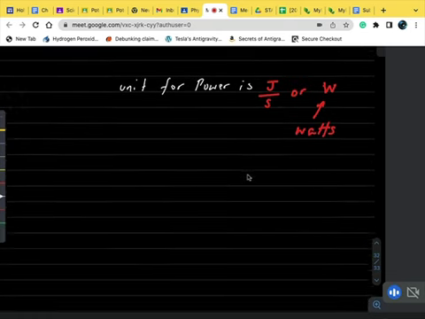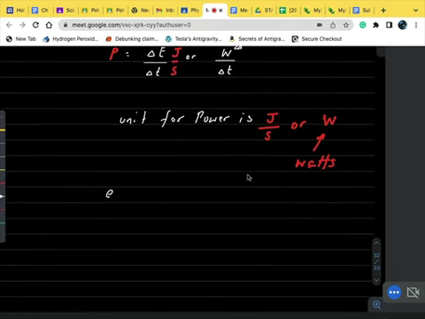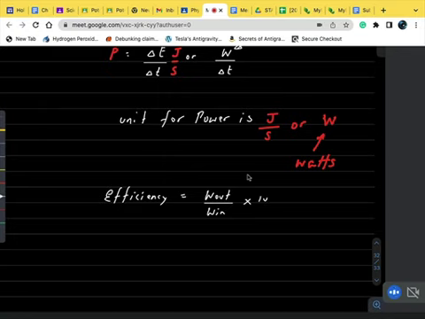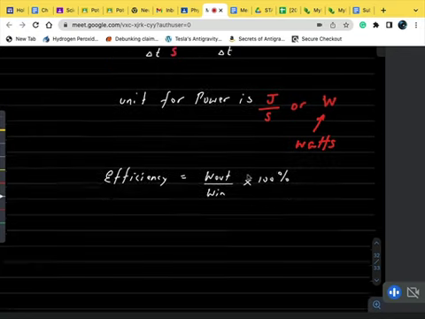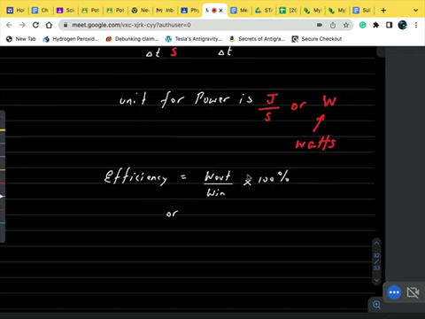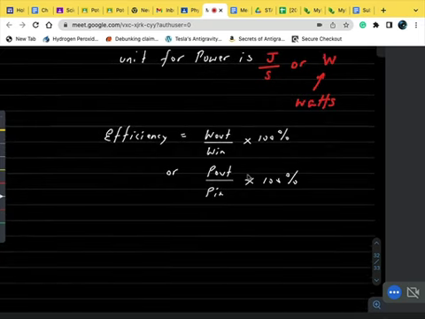Efficiency. These are just definitions, so we need to know what the definitions are. It's defined as the output work divided by input work, times 100%. Or, okay, either one.